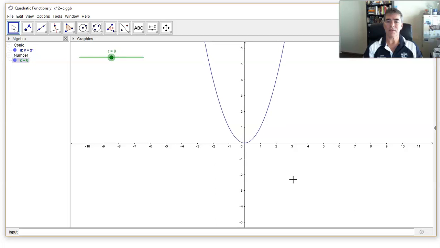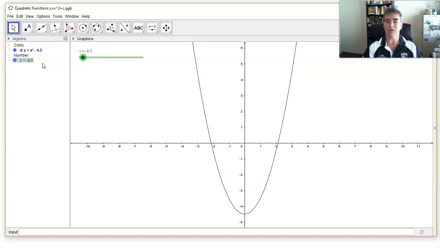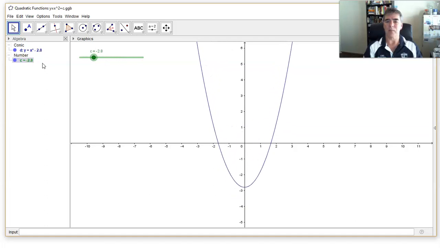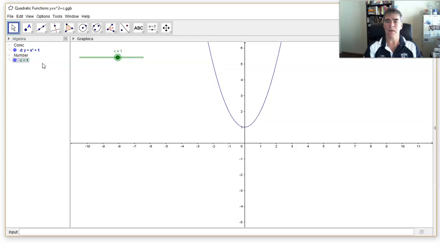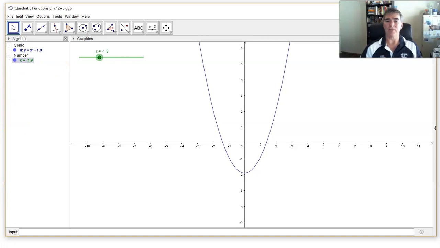When c is 0, we just get our basic parabola y equals x squared. And then when c becomes negative, for instance, when it's -1, you can see we've got the equation y equals x squared take away 1. And all it's done is move the parabola down 1 unit. So by just fiddling with this, you can see that all the c on the end does is move the parabola up or down. And that just gives you an idea of that part.